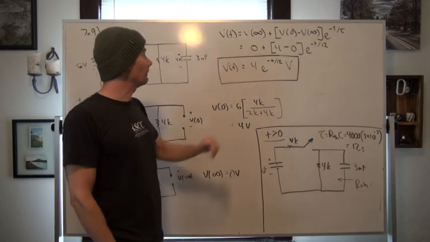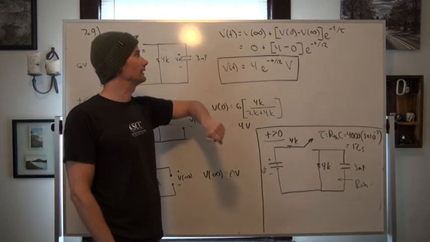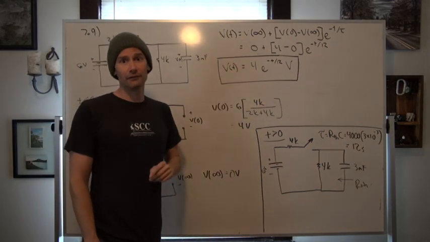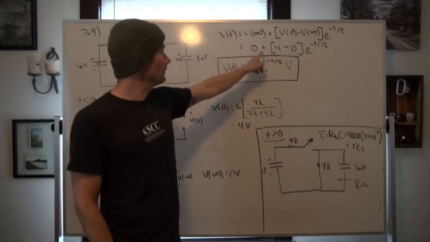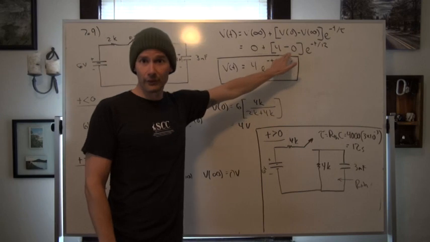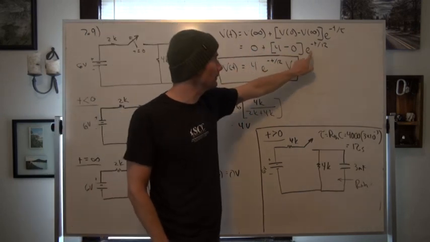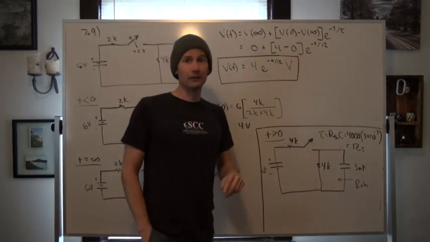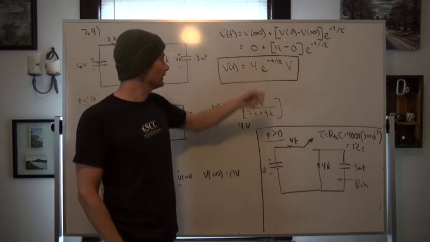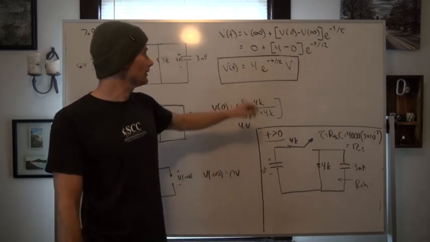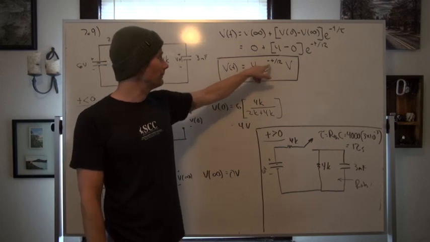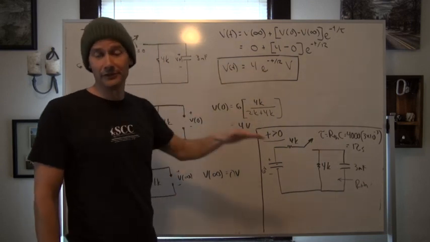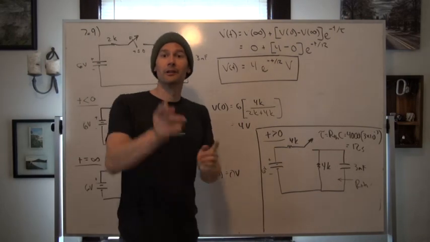So total response, V of t is equal to V infinity plus V naught minus V infinity times e to the negative t over tau. So 0 plus, and then 4 minus 0 is obviously the coefficient of the exponential, e to the negative t divided by 12. Sure enough, we get the final solution of basically 4 volts as a coefficient multiplied by the exponential. We start at 4 volts, we die down to 0. Okay, next problem.